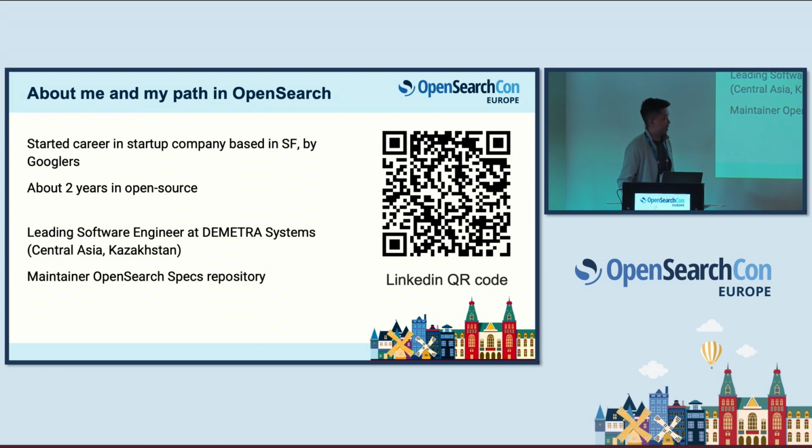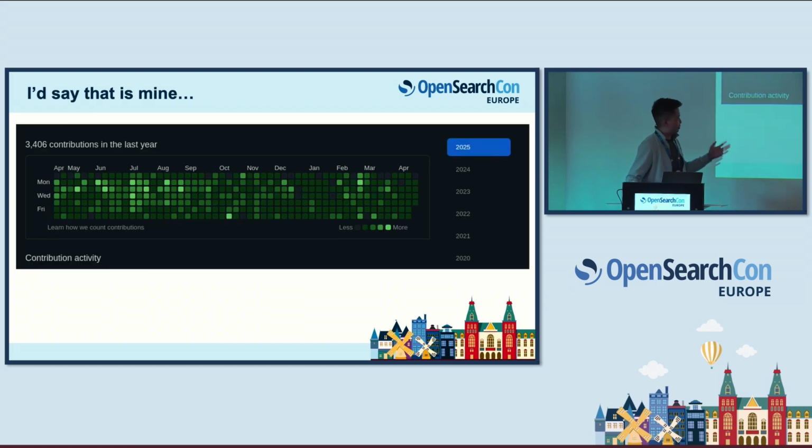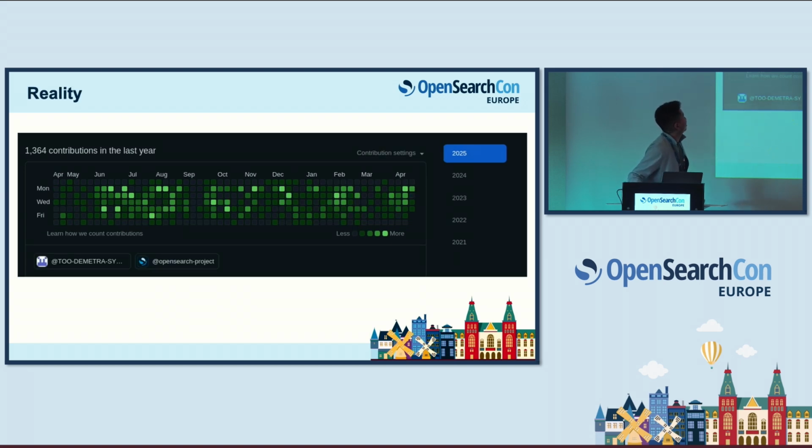So I'm just an example of people who can just try to contribute with no knowledge and no English speaking ability, but a lot of mentors from Amazon helped me for about 2 or 3 years now. GitHub Activity Action is one of my mentors, but it's my reality. I try to contribute to OpenSearch as much as possible.